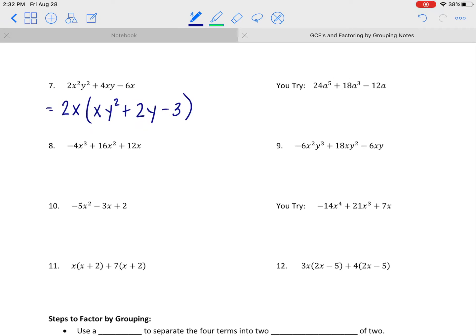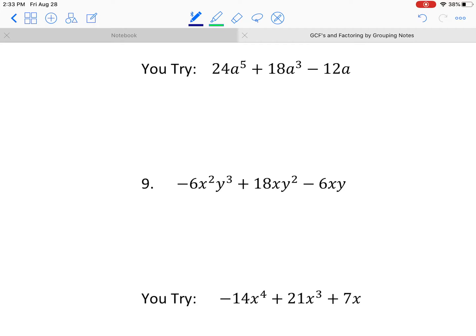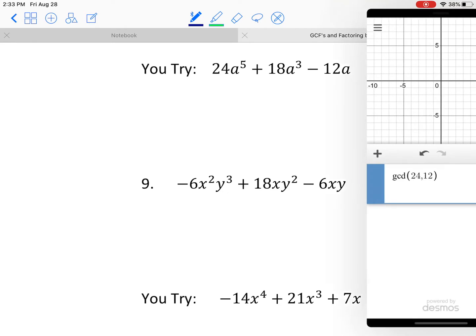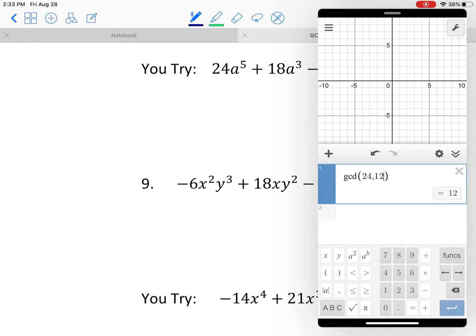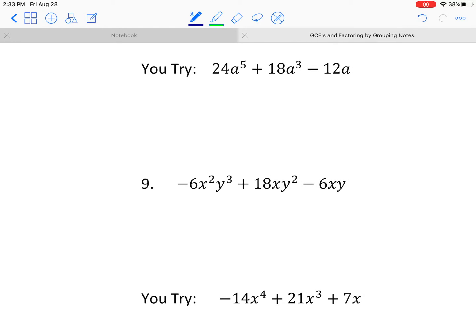Okay, if you're feeling good about this and you want to pause the video and give the next one a try, then go ahead. So let's see, 24, 18, and 12. What's going to be the greatest common factor? If you're not sure, 24, 12, and can I throw a third one in here? Yep, 18. Put all 3 in there. It still tells you the answer is going to be 6. So if you weren't sure, you could use your technology. So they're going to have a 6 in common.